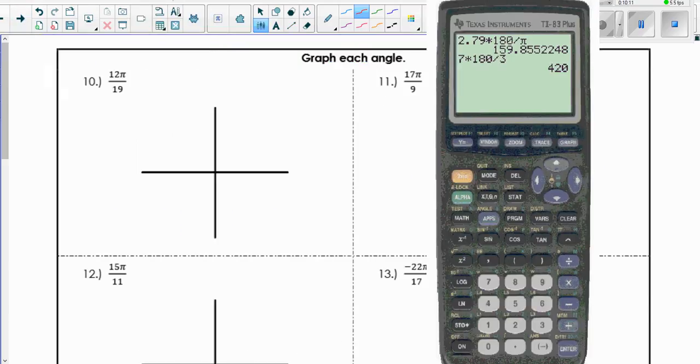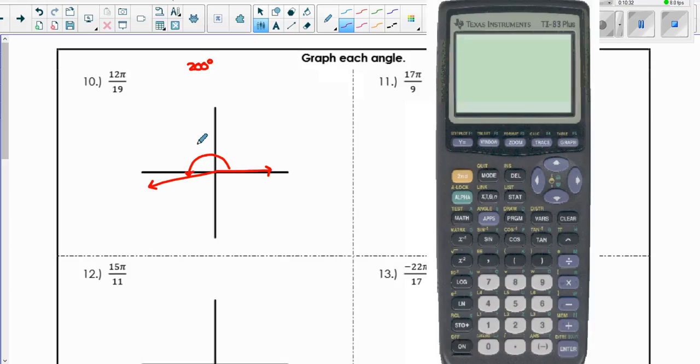Alright, now we're going to graph each of these angles, and you can assume that it's always in standard position. So we already talked about how to graph these. I'm going to show you this, and I'm just going to erase it real quick. So if I wanted you to graph, let's say, 200 degrees, then I would say, okay, here's my initial side, and then I've got to go 20 degrees past 180, so I would do this, and then I would say 200 degrees.